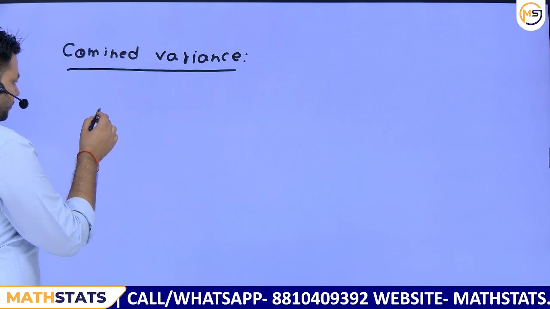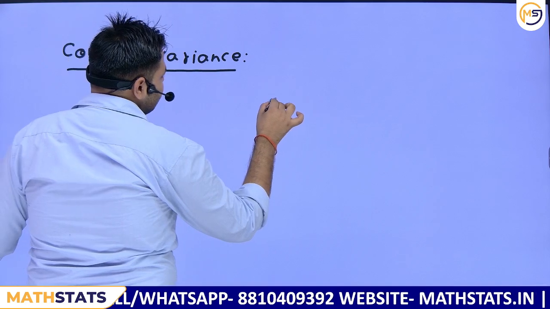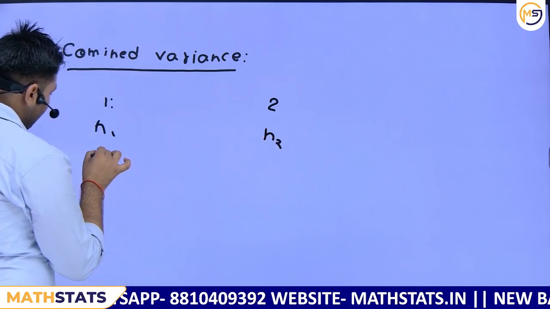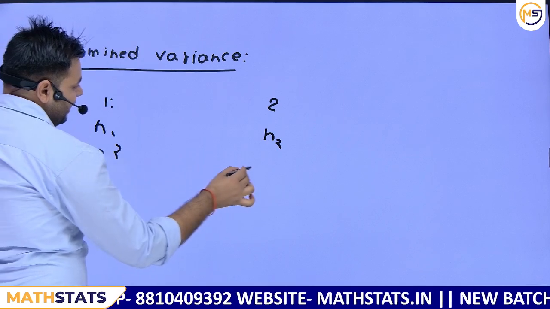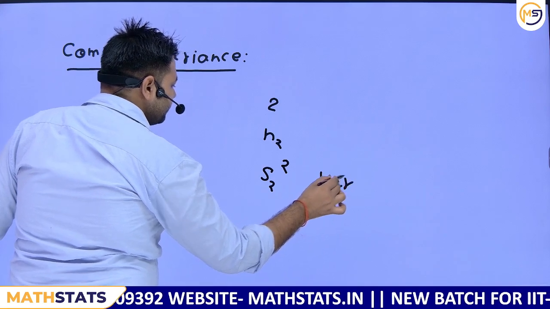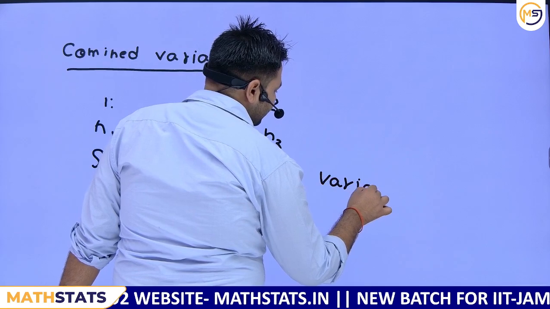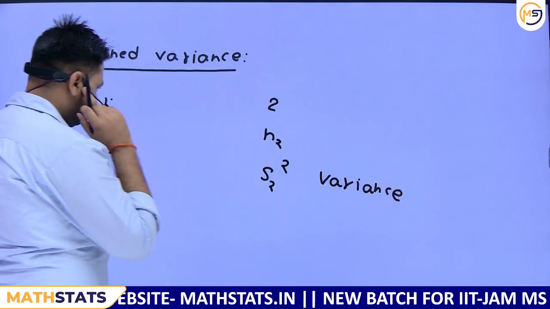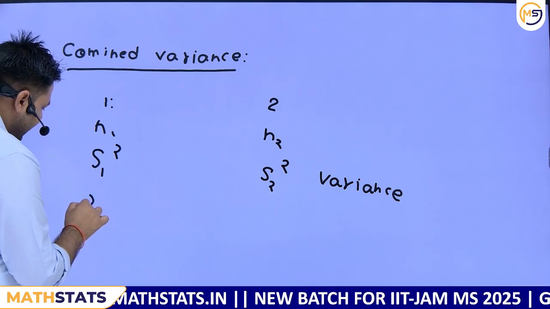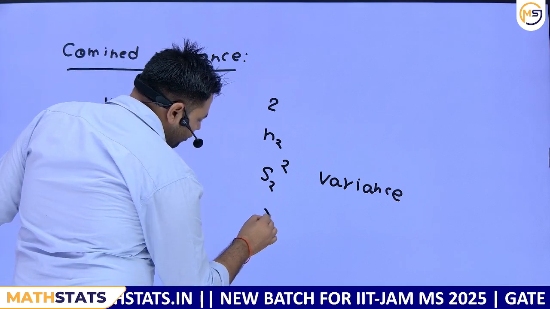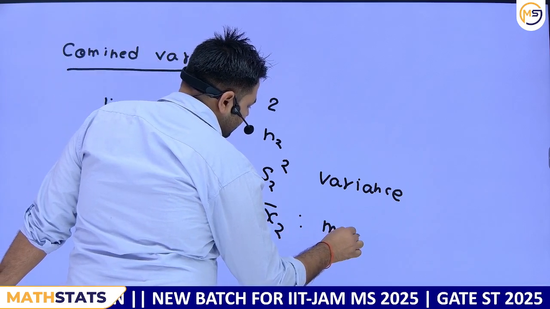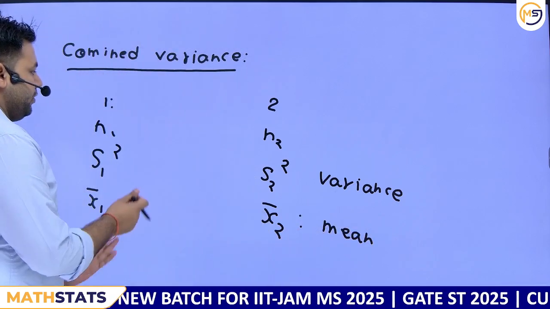Suppose we have a first series and a second series, with n1 terms and n2 terms. The variances are s1 square and s2 square, and these are sample variances. The means are x1 bar and x2 bar, and these are sample means. So we have two series.